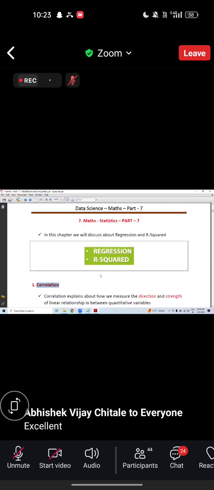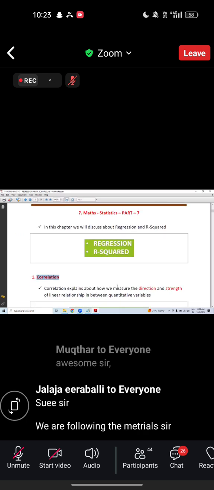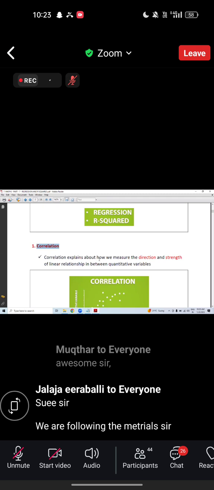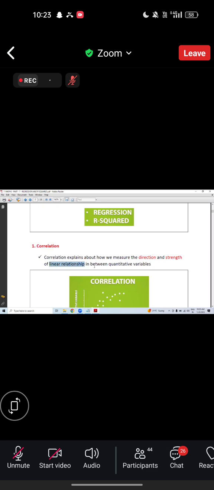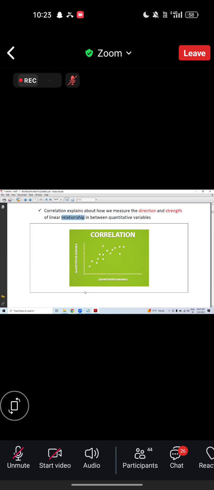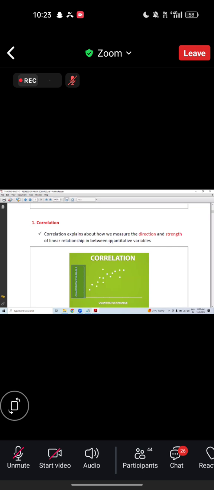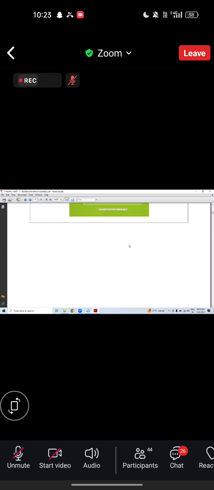Fine. Let's move on. Correlation. Correlation explains, I hope I already covered this subject, how we measure the direction and strength of a linear relationship in between quantitative variables. Don't worry. Correlation is a technique by using which we can find the relationship in between variables, in between columns. Always go for the simple definition. This one is x-axis numerical data, y-axis also numerical data. Then that is called a quantitative relationship.